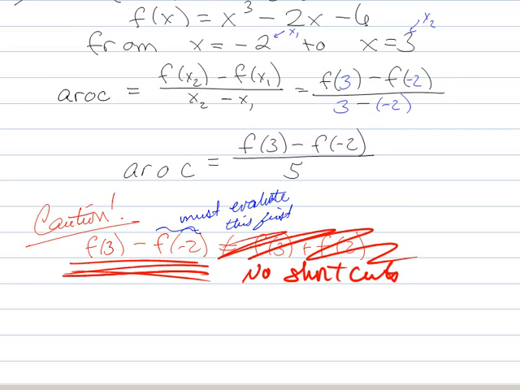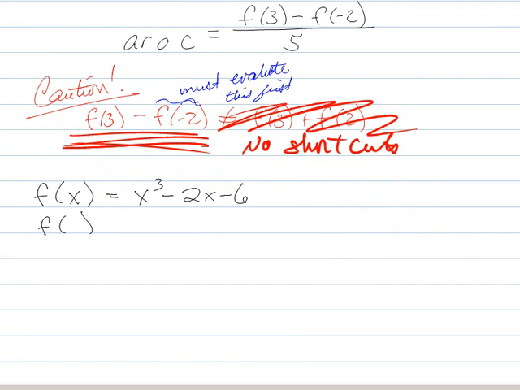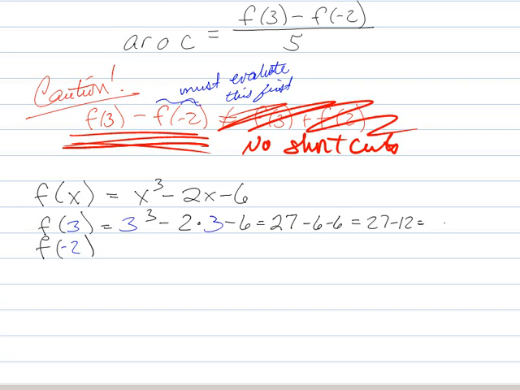So my advice to make sure that you don't do anything goofy is to work each one of these out separately. So remember, we have f of x is equal to x cubed minus 2x minus 6. And according to our formula, we need f of 3 and we need f of negative 2. Okay? So that means everywhere we see an x, we put a 3. 3 cubed minus 2 times 3 minus 6. So 3 cubed is 27. So that gives us 15.